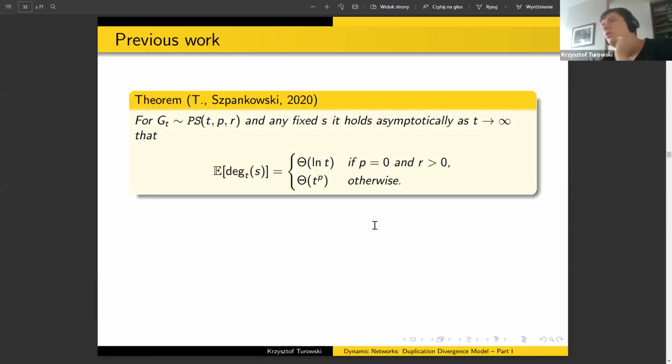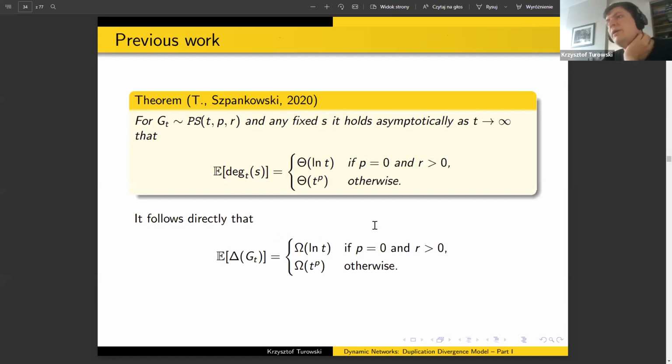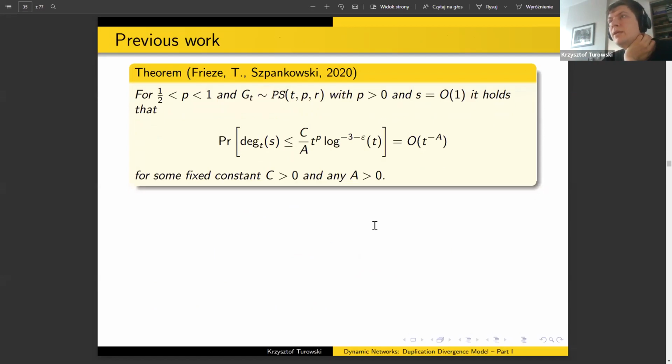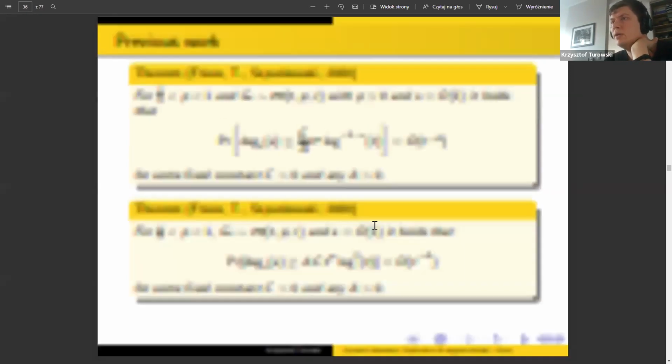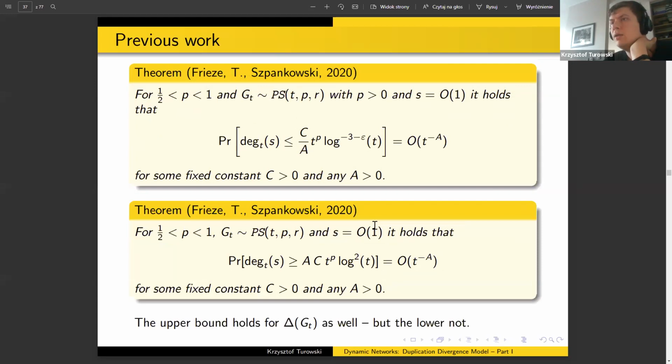Okay. So here we have these results about the behavior of the degree of a fixed vertex. Clearly, this gives us a bound on the maximum degree. Here we have the lower bound of the degree of a fixed vertex, and here we have the upper bound. And of course, a lower bound on the degree of a fixed vertex gives us a lower bound on the maximum degree.